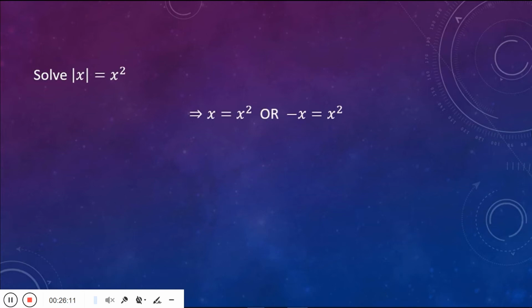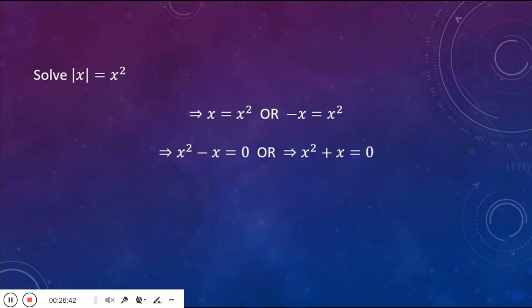So now we're going to work with each of these equations individually yet simultaneously, and we're going to solve these guys. So x equals x squared. I would subtract the x from both sides to give me x squared minus x equals 0. For minus x equals x squared, I'm going to add x onto both sides and get x squared plus x is equal to 0.